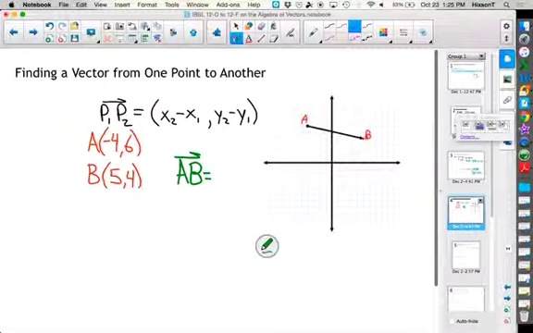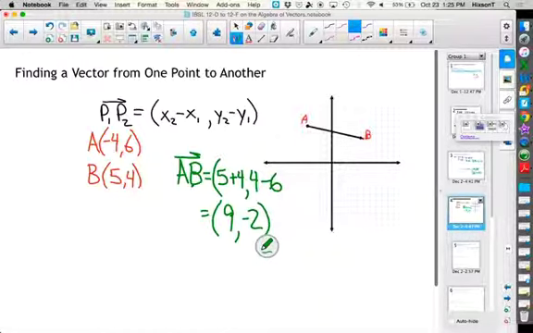x2 is from the point you're going to. So, B here is the point 5,4. I'm going to 5 from a negative 4. So, 5 minus a negative 4, 5 plus 4. So, I know the horizontal component of this vector is 9. And then I'm going to 4 from 6, so that's a negative 2.